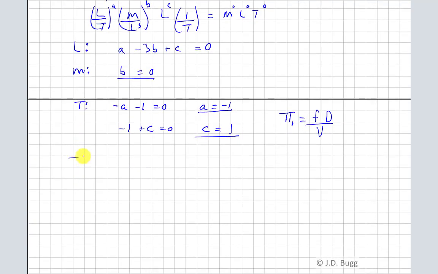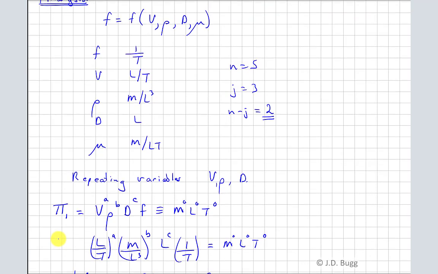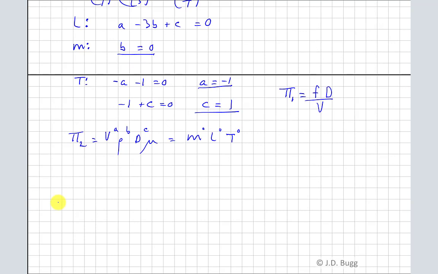So our second pi group, we get the same way as the first one, starting off at least. So v to the a, rho to the b, d to the c. So notice so far that's exactly the same as this. So it's our repeating variables. Only now we take the only remaining variable here, our viscosity, and put it there. And that has to form a dimensionless group as well. And we can sort of see where this is going. This is going to come out to a Reynolds number, but we'll go through the details of how that works out. So substitute in the dimensions.